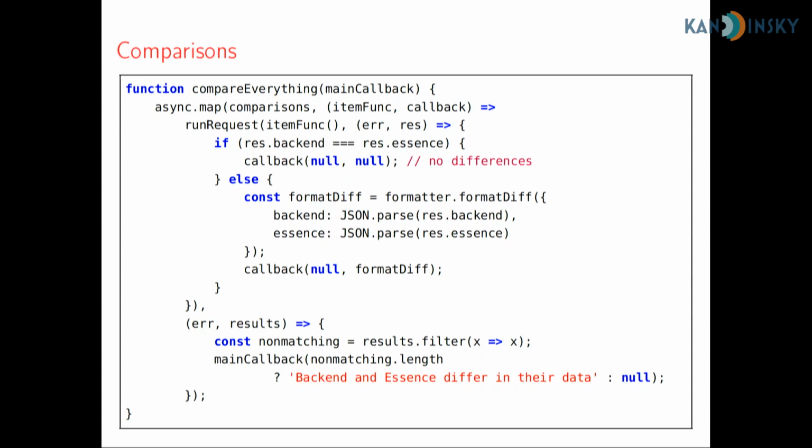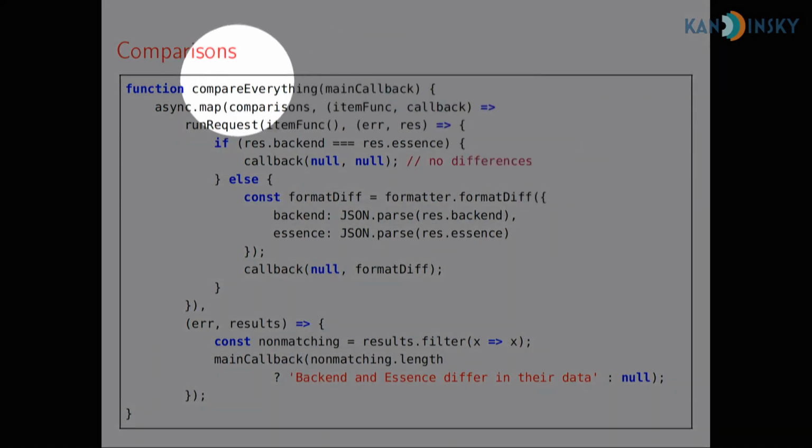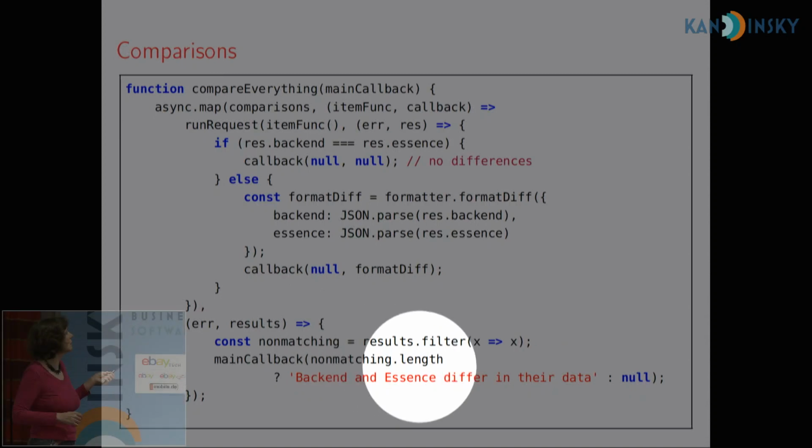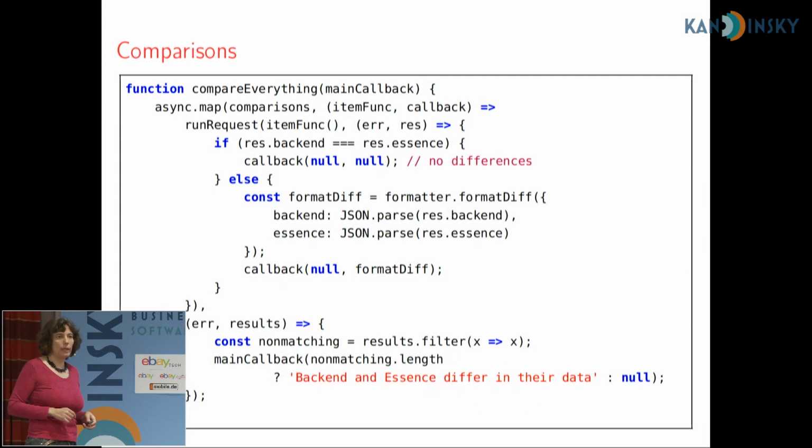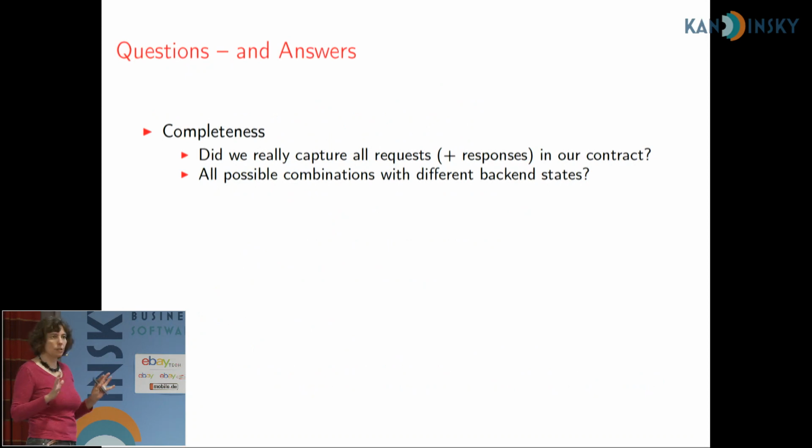Okay, and then I run this over all the comparisons, and in the end, I pick out the non-matching ones, and then I can complain here and say, there's a problem. Look at this sequence of requests I fired, and now I have a difference. Can you please write a test for this and then fix it? Okay? So this is the general idea. Right? Makes sense so far?